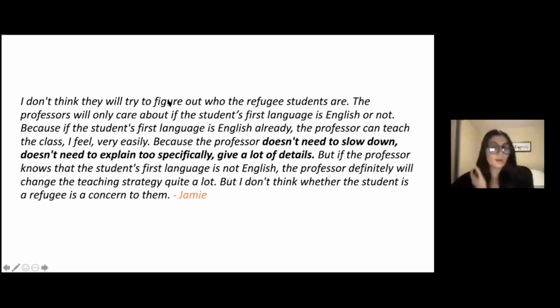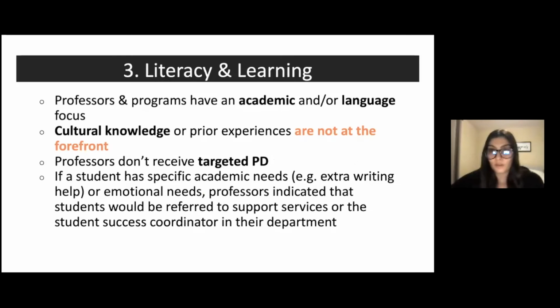And then another really important quote is that a lot of the professors intend to find out the English ability of their students before they find out if they're a refugee or not. This helps them teach the class better to fit the needs of the students, but not necessarily specific to refugees. The third finding is literacy in learning. So professors and programs are based on academic material and language focus. The use of cultural knowledge or prior experiences are not at the forefront of their information, and we'll see that later on through their quotes.